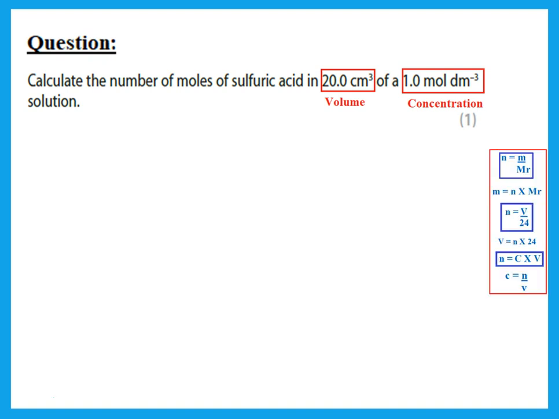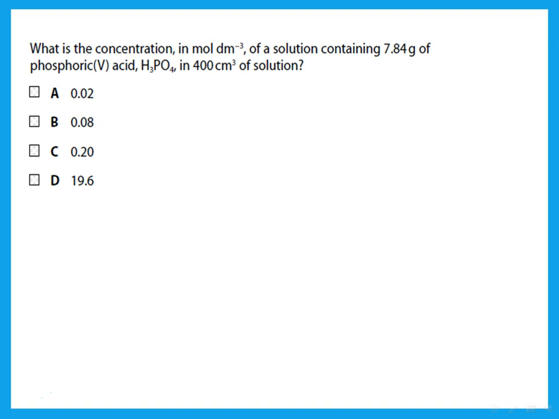So which of these equations do I use? You remember? We said if we have a solution, we have concentration and volume, then the number of moles is concentration times volume. Concentration is 1 mole per decimeter cubed. Now we said the volume has to be in what? The volume has to be in decimeter cubed. So if he gives it to me in centimeter cubed, I have to divide by 1,000. So this number of moles is 0.02 mole. Another question says, what is the concentration in mole per decimeter cubed?